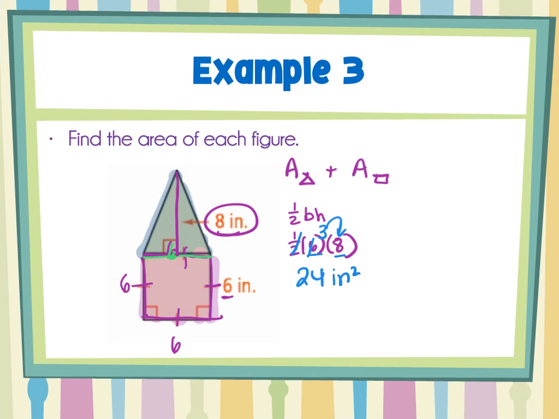We good on that one? Okay, now we need to find the area of the square. So a square is still a rectangle, which means I can do base times height. Or a square actually has a special formula, which is side squared, because they are both the same. So you could use either one. 6 times 6 or 6 squared. Those are the same things. And I get 36, and that would be inches squared.